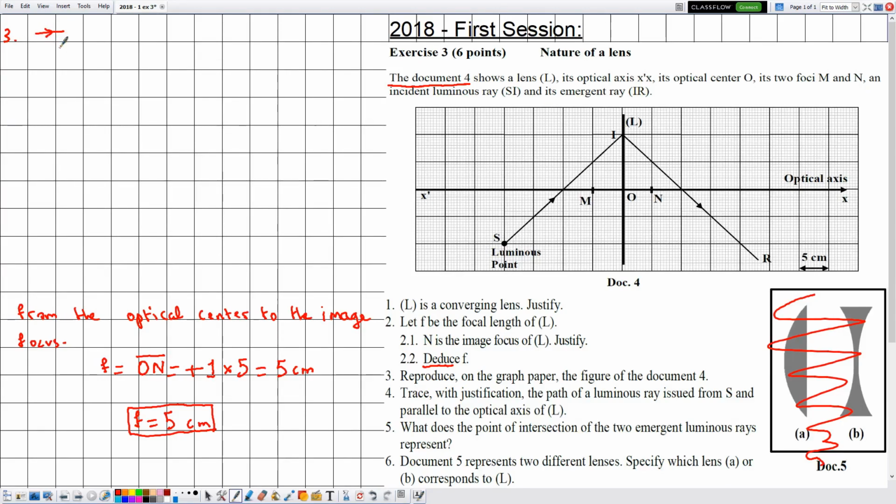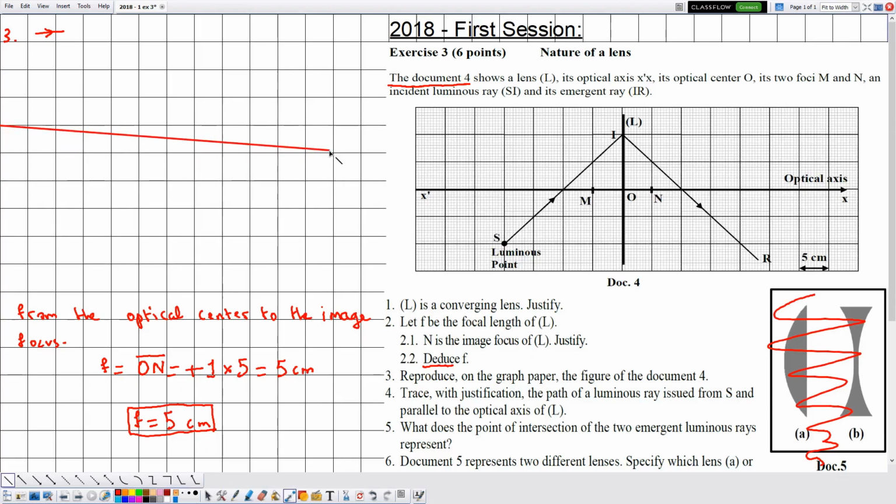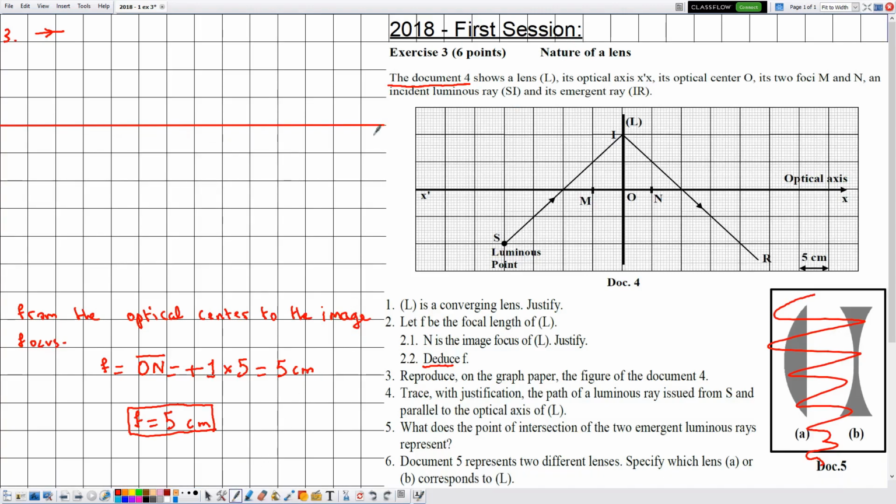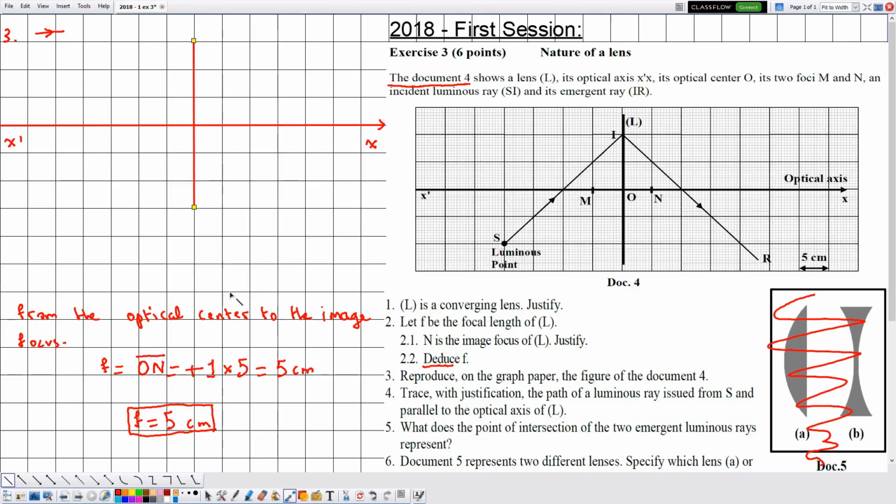As a first step, whenever we need to reproduce, we always start by drawing the optical axis at the center, having the same direction of propagation of light. Then we place the lens L perpendicular to the optical axis at the center. Now we know that the lens L is a converging lens, so we use the correct symbol. And the intersection between the optical axis and the lens L is the optical center O.